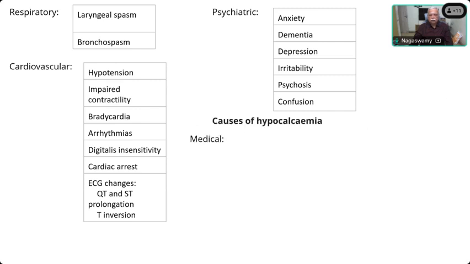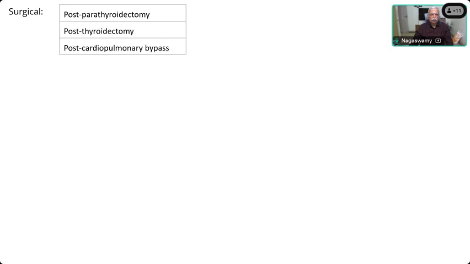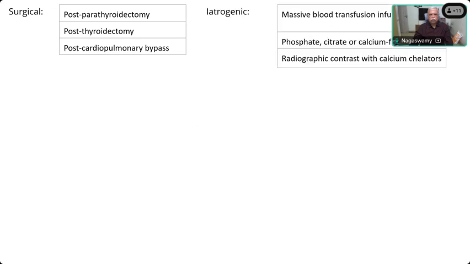Now the medical causes are chronic and acute renal failure, vitamin D deficiency, magnesium deficiency, acute pancreatitis, hypoparathyroidism, and sepsis. Surgical causes are post-parathyroidectomy, post-thyroidectomy, and post-cardiopulmonary bypass. And iatrogenic causes: massive blood transfusion, phosphate and citrate infusion, radiographic contrast; they also can result in hypocalcemia.